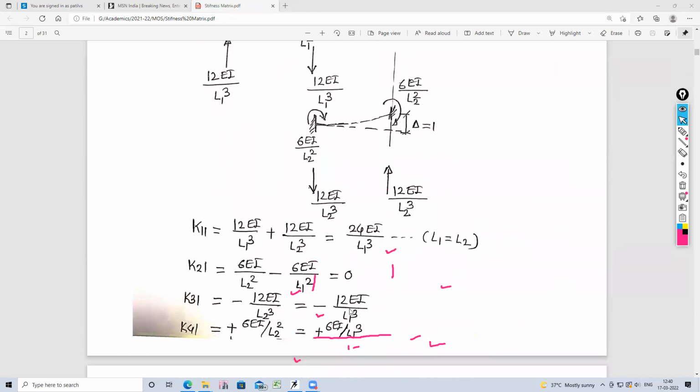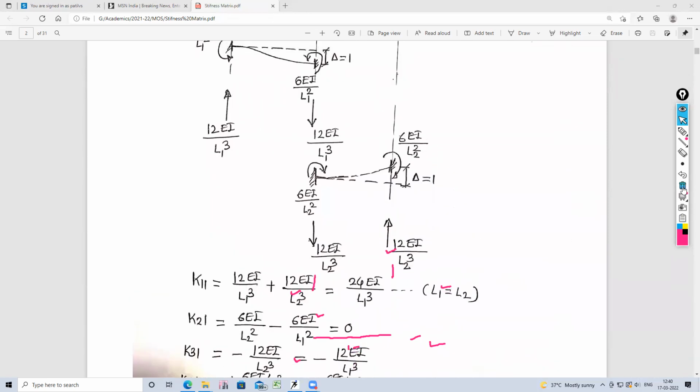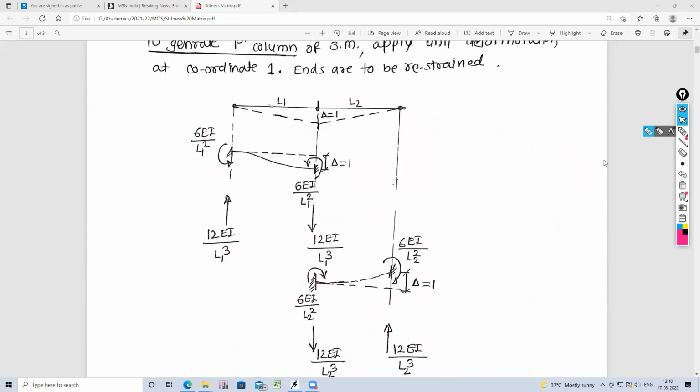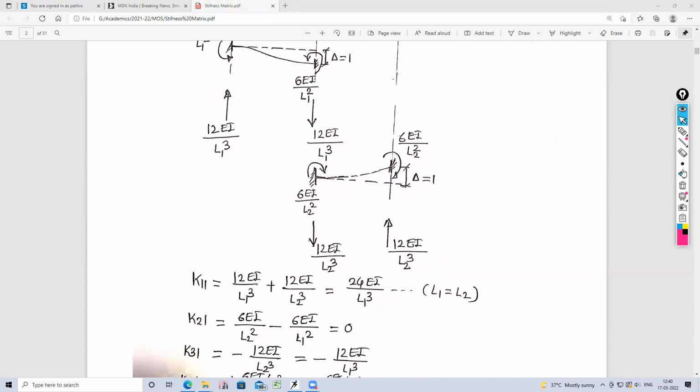And then we can write the elements in the first column. Now, first element, what is K11? For reference, this is our structure. This is element 1. This is element 2. This is element 3, and this is element 4. Now K11. What is K11?